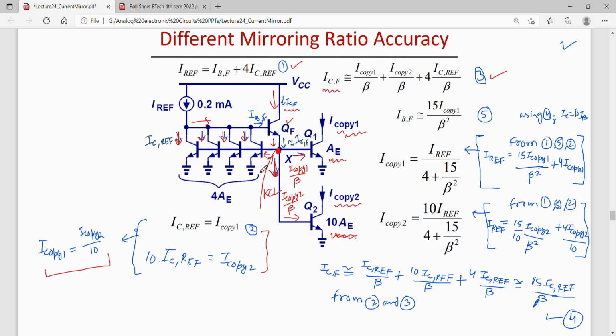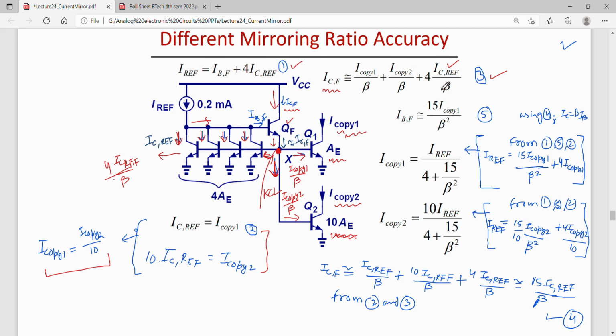And the current going into the base of the reference transistor should have been IC ref by beta. But since there are four transistors connected here, the current going into the base of four transistors would be 4 times IC ref by beta. So I write equation 3 this way.